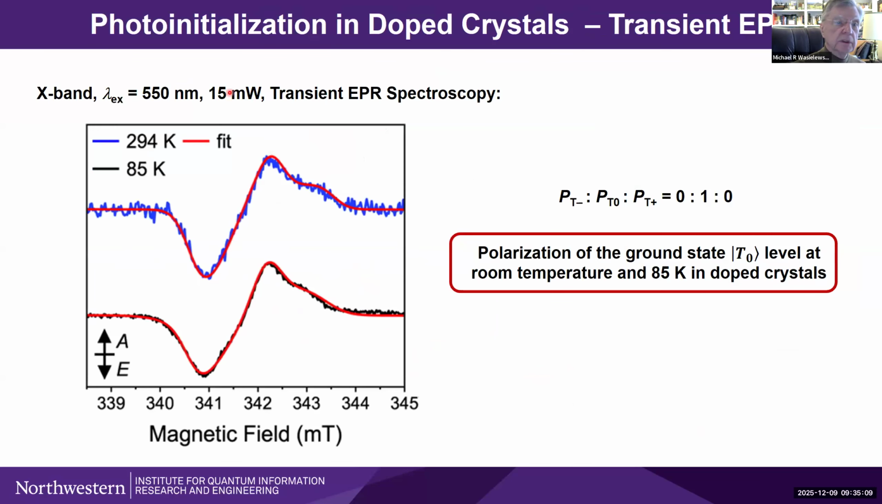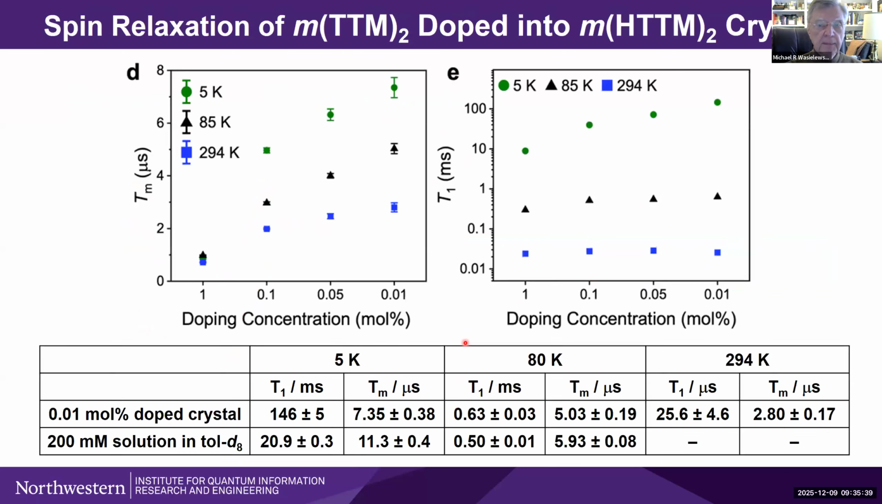Once again, we do transient EPR to figure out what the polarization of the ground state is. Basically, here are two spectra. The black spectrum on the bottom is at 85 Kelvin, and the slightly noisier blue spectrum is at room temperature. You can see both can be fit with identical parameters, and both indicate that we have a spin polarized ground state again with the T0 polarization. So once again, everything is behaving itself quite nicely here.